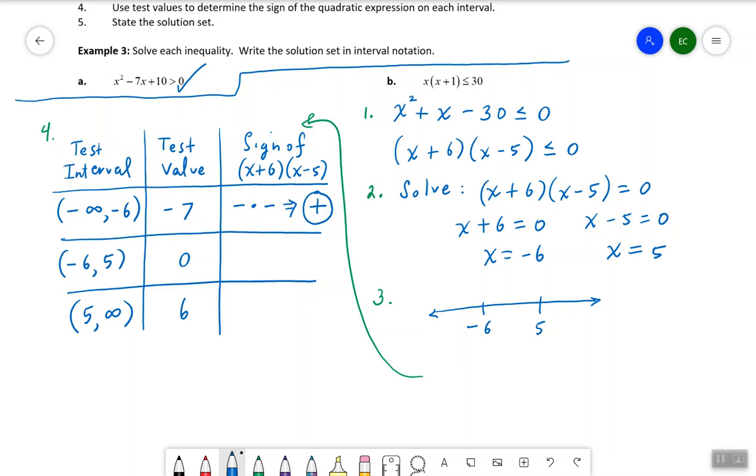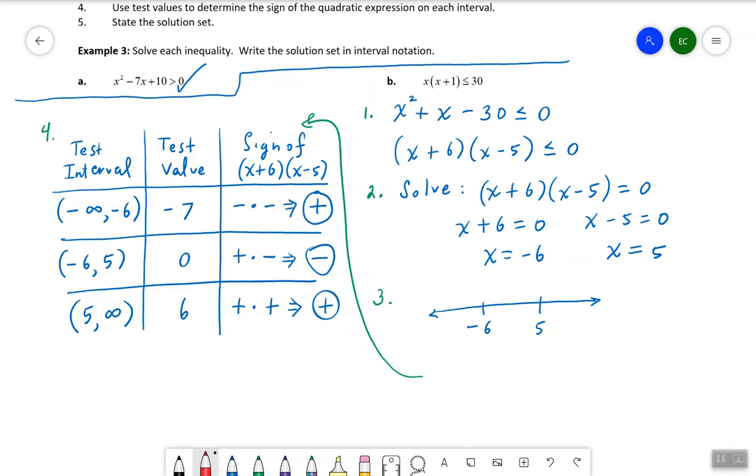Okay, 0 plus 6 is positive, 0 minus 5 is negative, so the result is negative. And then when we plug in 6, we get a positive multiplied by a positive, and so the result is positive. And so we have the answer in front of us. We just need to interpret it. Let's go back to our first step.